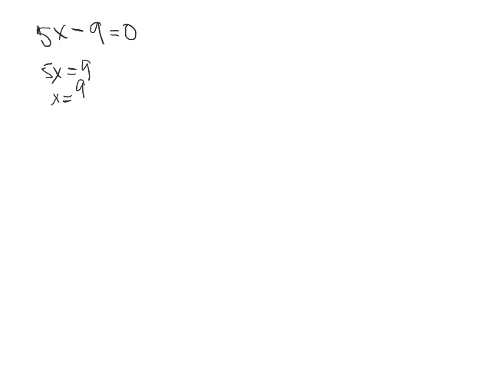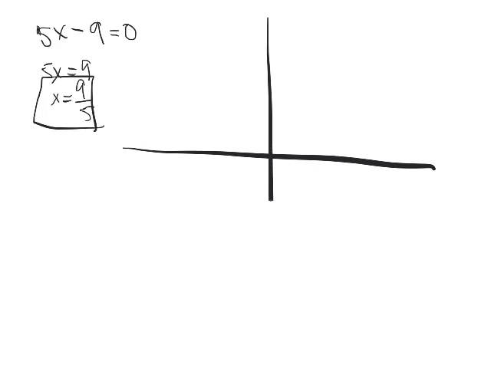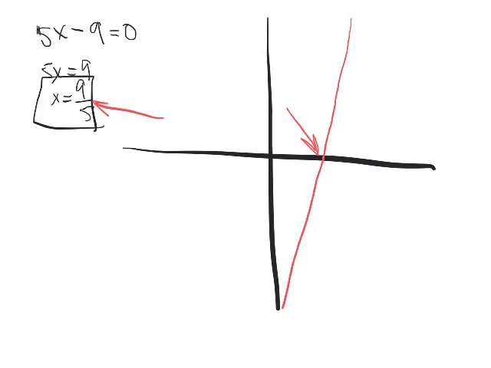Okay, what this tells me is where the line of the equation 5x minus 9 crosses, so let's just draw the graph here real quick. There's the graph. This 9/5 tells me where the line crosses the x-axis. It crosses at 9/5, and my y value is 0. I didn't go up or down any. That's the point where it crosses.